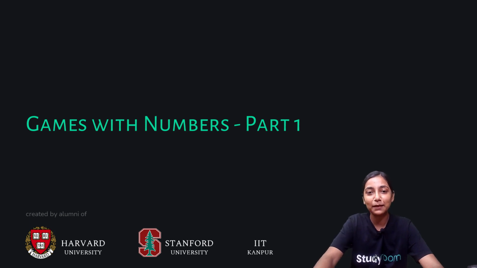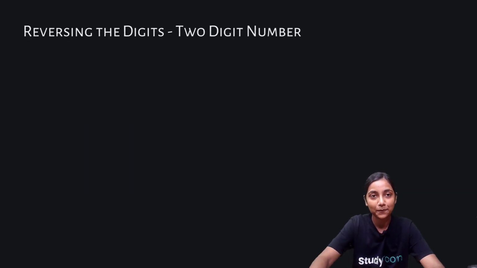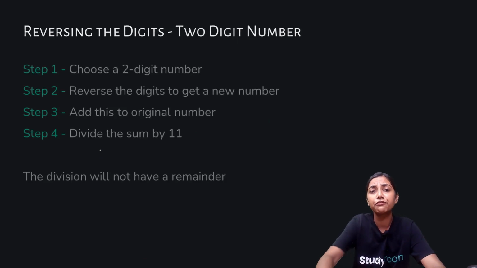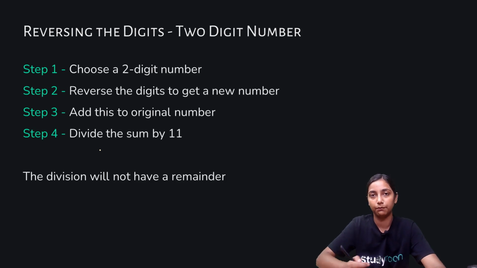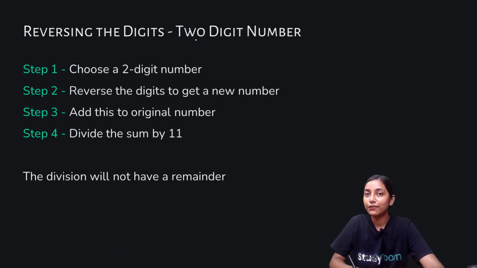Next we have games with numbers. Very interesting. It's part 1. In the next lecture, we will do part 2 related to it. First of all, we have reversing the digits for a two-digit number. Our step 1 is to choose any two-digit number. Step 2 includes reversing the digits.